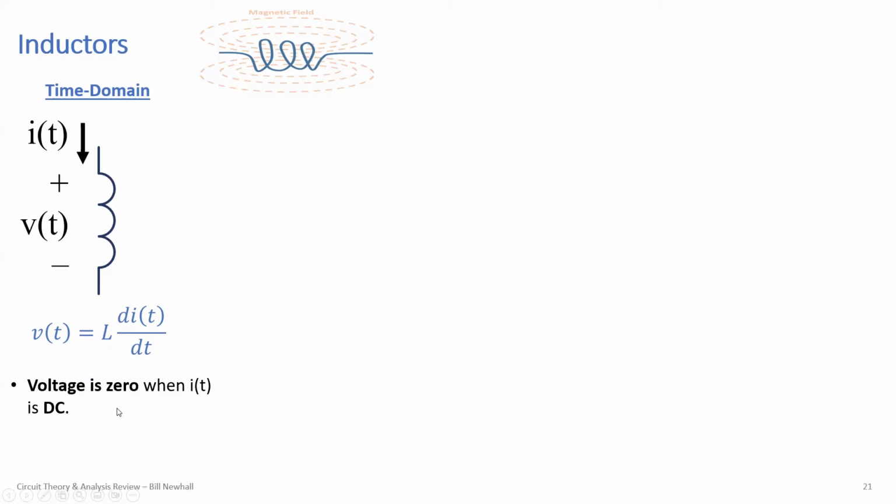Okay, so the voltage is 0 when i(t) is DC, right? Because if I have a DC current, then the derivative is 0, so I get no voltage. And the voltage is non-zero only when i(t) is varying.